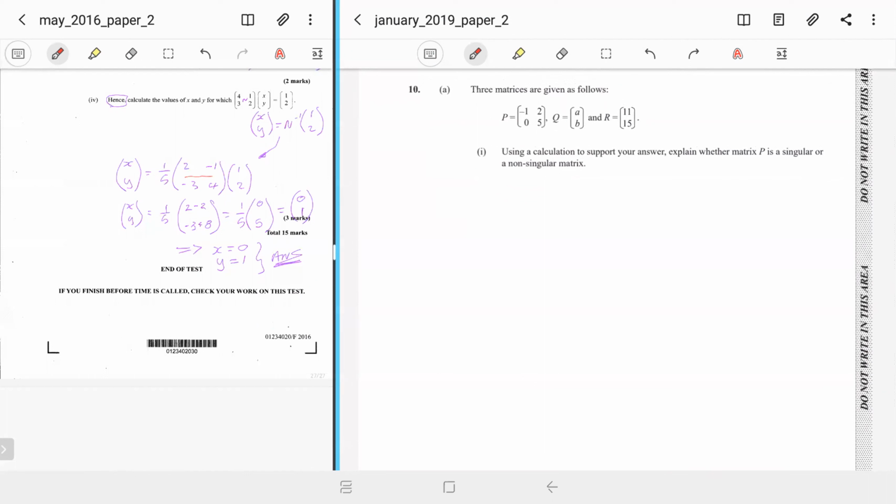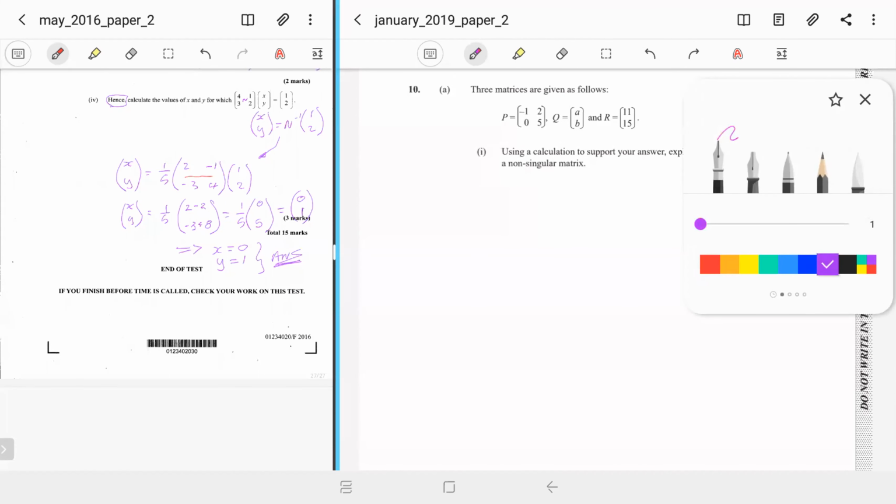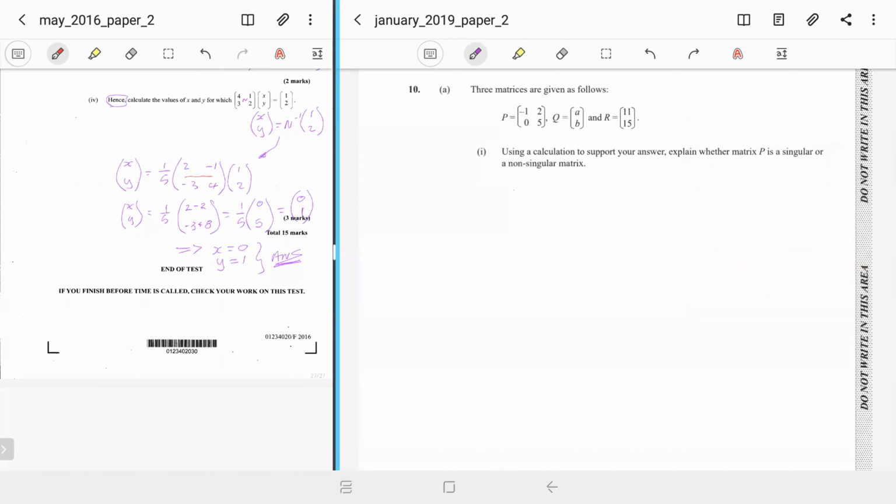Question says, using a calculation to support your answer, explain whether P is singular or non-singular. Remember, if it is singular, the determinant is 0. So all you have to do is find the determinant. So straight into it. Work out the determinant and see if it equals 0.